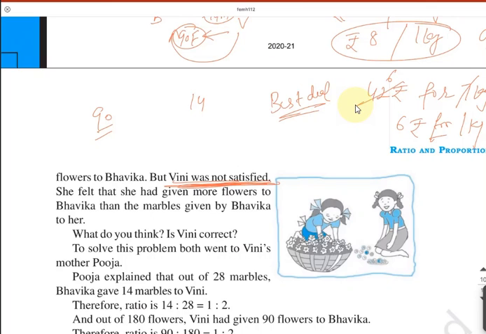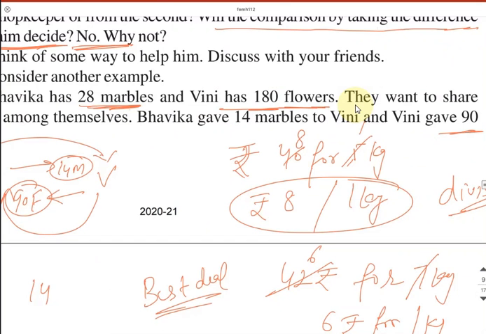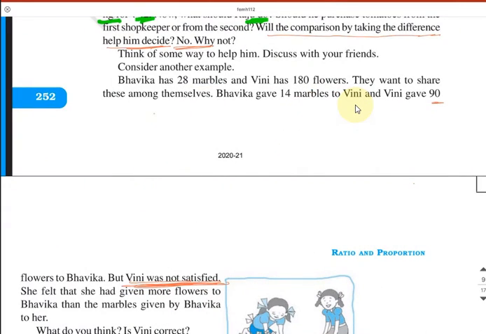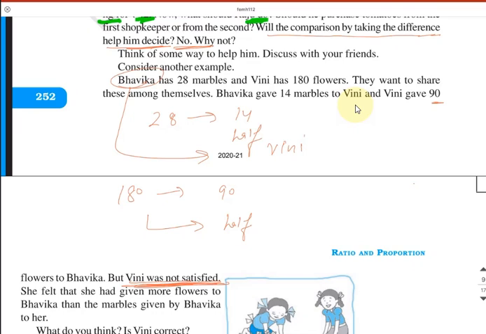Now see carefully. Out of 28 marbles, how much are 14? Half. Very good. So it means Bhavika has given 50% to Winnie. Yes or no? Yes, sir. Similarly, out of 180 flowers, he has given 90 flowers. So tell me, is this also half or not? Yes, sir, half. So now tell me, have they given equally or not? Equally, sir. So tell me, should Winnie be satisfied or not? Satisfied, sir.